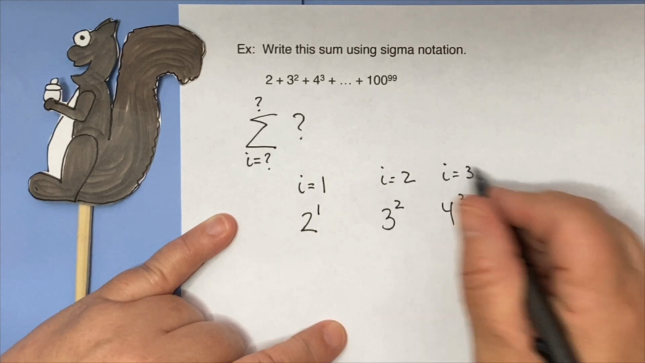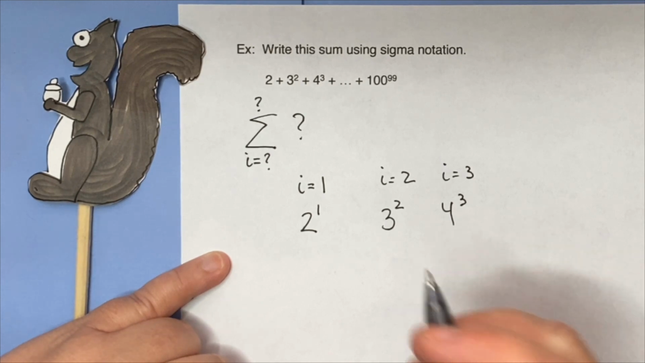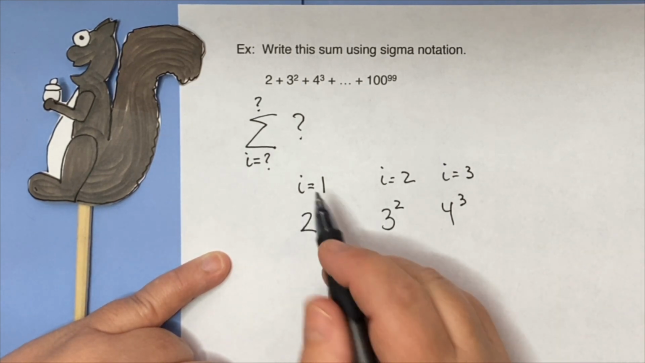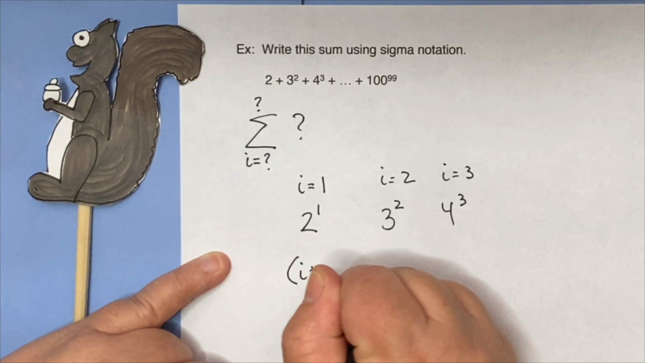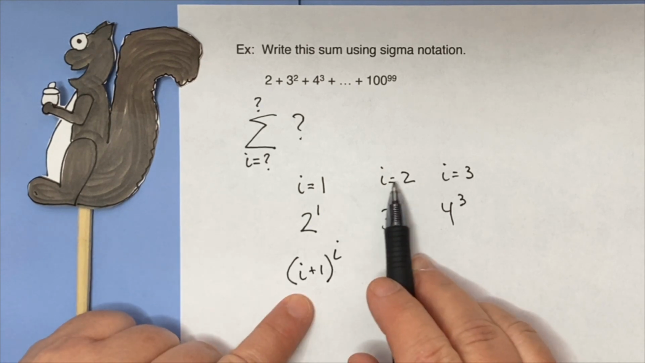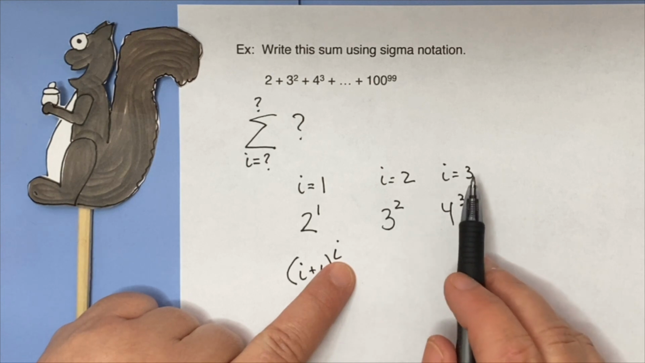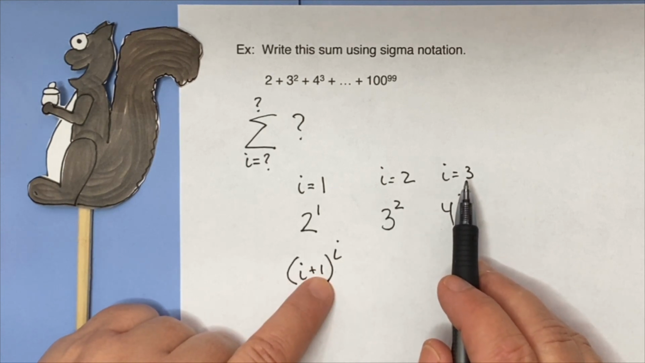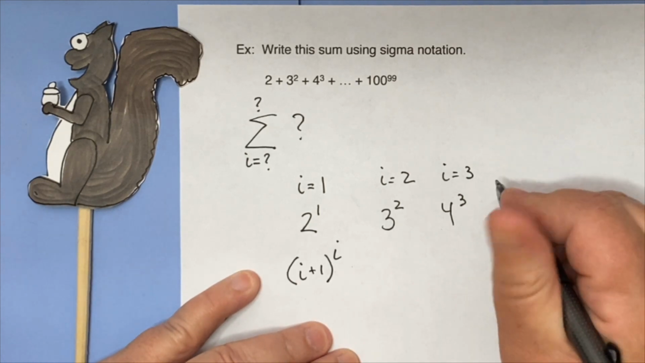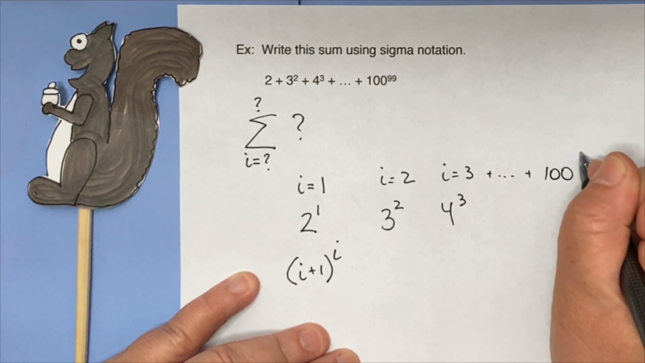So suddenly I think my a sub n, my general term, would be (i plus 1) to the i. What do you think? So when i equals 2, 2 plus 1 is 3 squared. When i equals 3, 3 plus 1 is 4 cubed. Okay, I think this will work. And then we need to go all the way to 100 to the 99th.